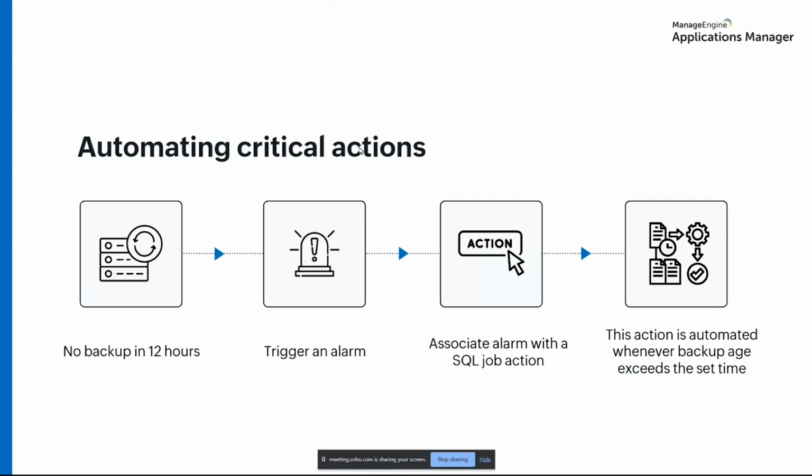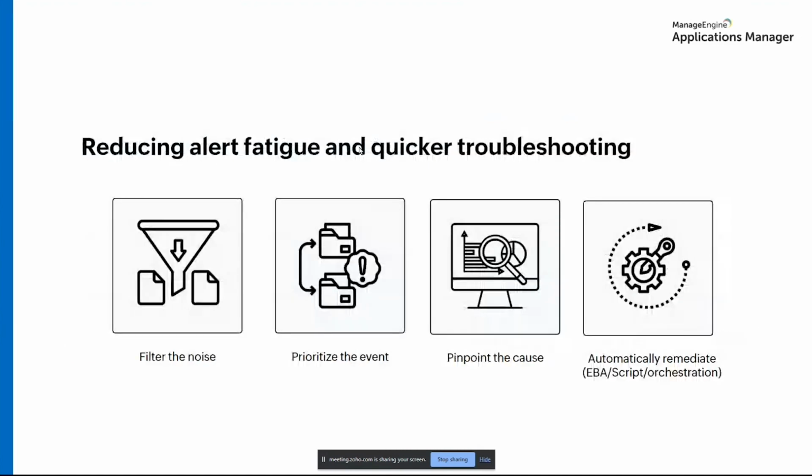How exactly can automation help you? Automation can reduce alert fatigue and help with quicker troubleshooting. That is, you'll be able to filter the noise. Say you have n number of alerts and you don't know which one to prioritize. Automation will help you ensure that you're able to prioritize the alert that is valid as well as critical. Then you'll be able to identify, isolate, and pinpoint the root cause of the issue and automatically initiate remediation with the help of script or orchestration methods.